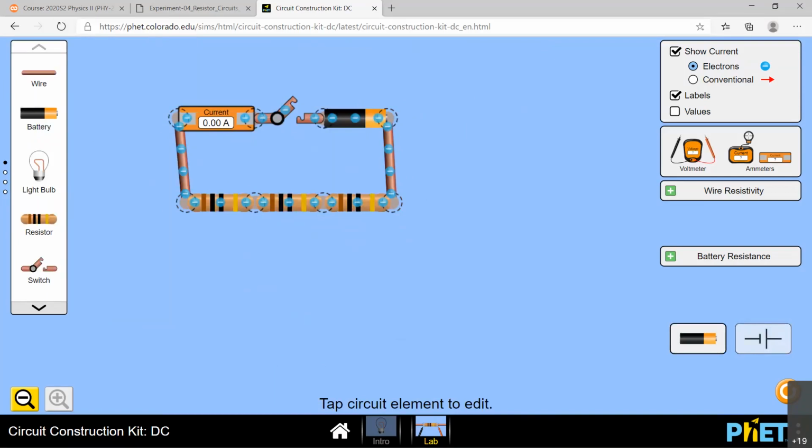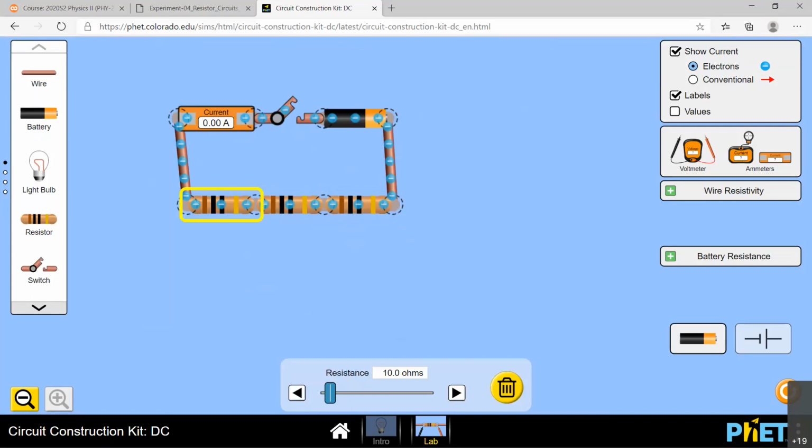Now, to change the values of these resistances, if you click on a resistance, you can see it highlighted with this yellow line. Then just below here, the icon appears. You can see right now all the resistances are the same. So we'll change them into different numbers, right? The first one we'll use maybe 15 ohms. The second one, maybe 45 ohms. And the third one, 65 ohms.